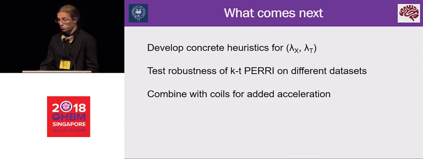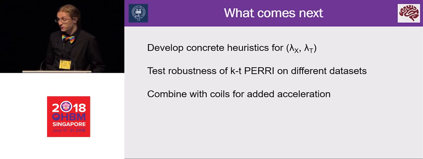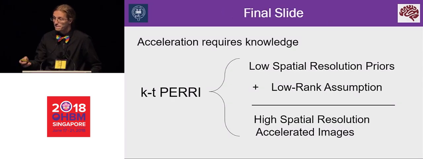Now for the big things. Where do I go from here? I need a bit more of a concrete way to choose the lambda values. I have some ideas about that, but I need to make it a bit more certain. I need to test this on different data sets. And the next stage we're going to do is actually add some coils and see if we can accelerate it a bit further.